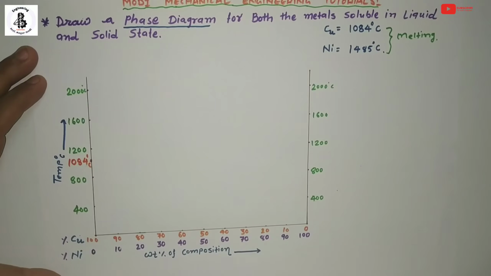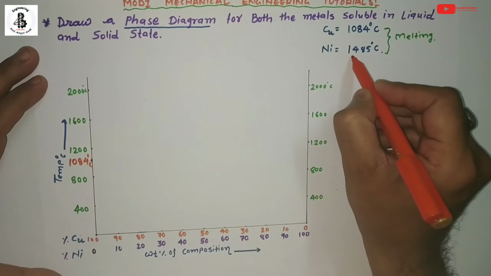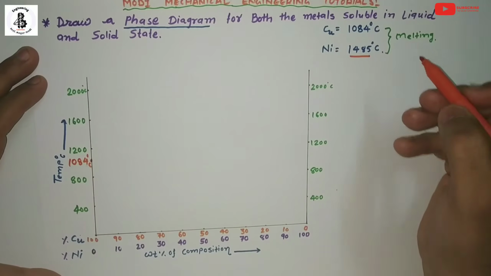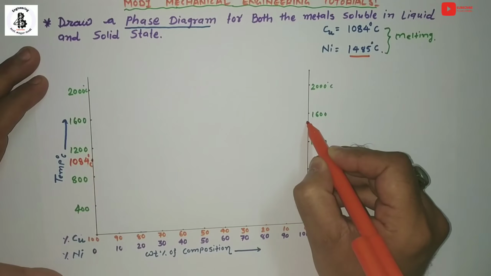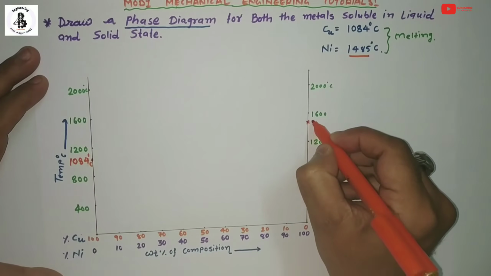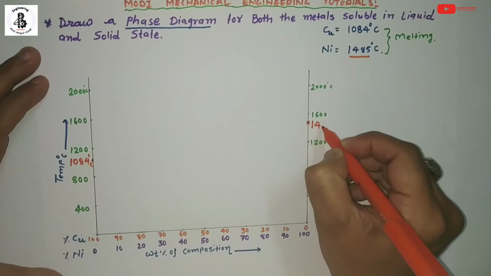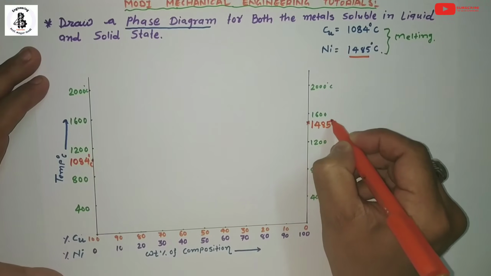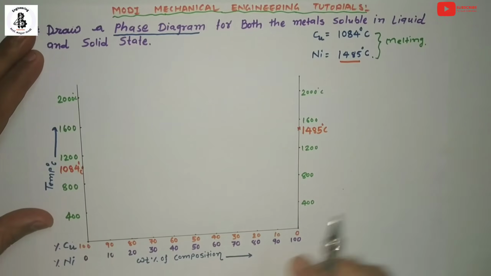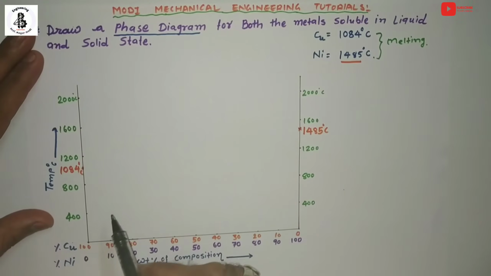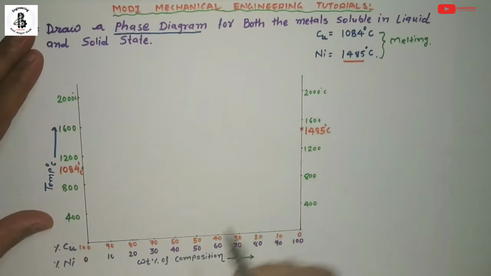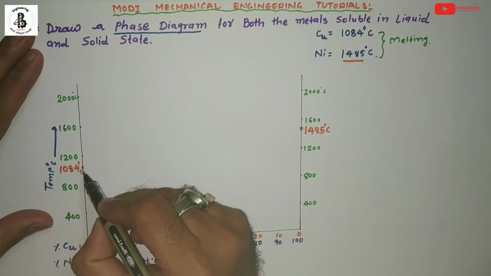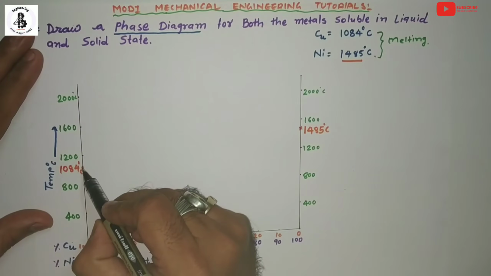And for nickel, around 1485, it will be around this point. That indicates 1485 degree centigrade. So after getting the two points from the copper and nickel side with respect to the melting point, I will join these two points like this.